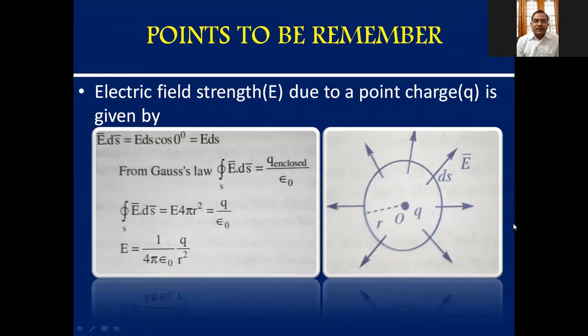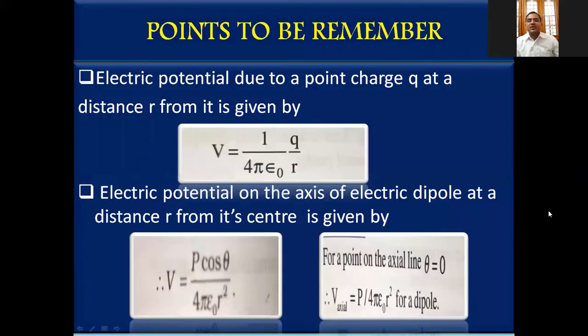These are the points to be remembered while doing problems on the different concepts of electrostatics. Once again, I'm recapitulating here. The electric field strength due to a point charge is E equals 1 by 4 pi epsilon naught times q by r square. Here E is inversely proportional to r square. The corresponding electrostatic potential due to the point charge q at distance r is V equals 1 by 4 pi epsilon naught times q by r.